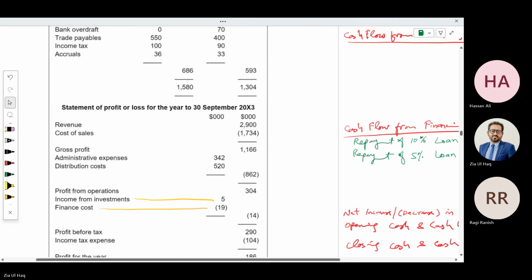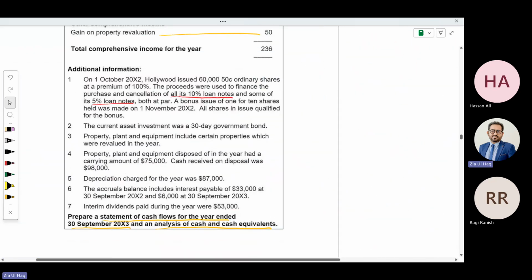First, we need to cover all the adjustments. So 60,000, they issued new shares. A bonus issue of 1 for 10 shares held was made on 1st November 20x2. The bonus issue was how much? 1 for 10. There is no cash involved, so we can ignore this. All shares in issue qualified for the bonus.